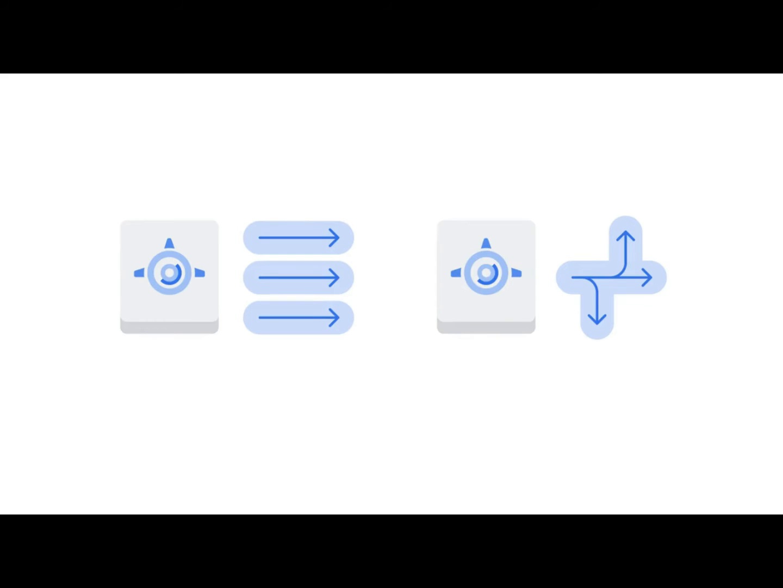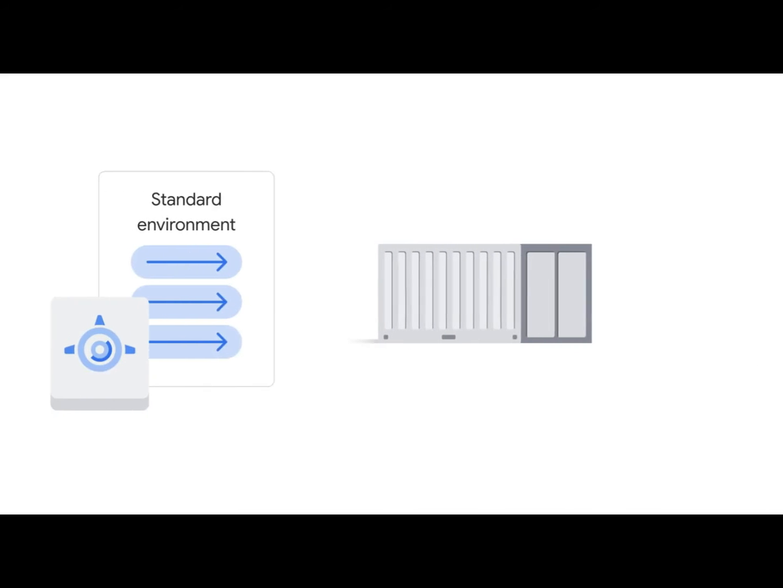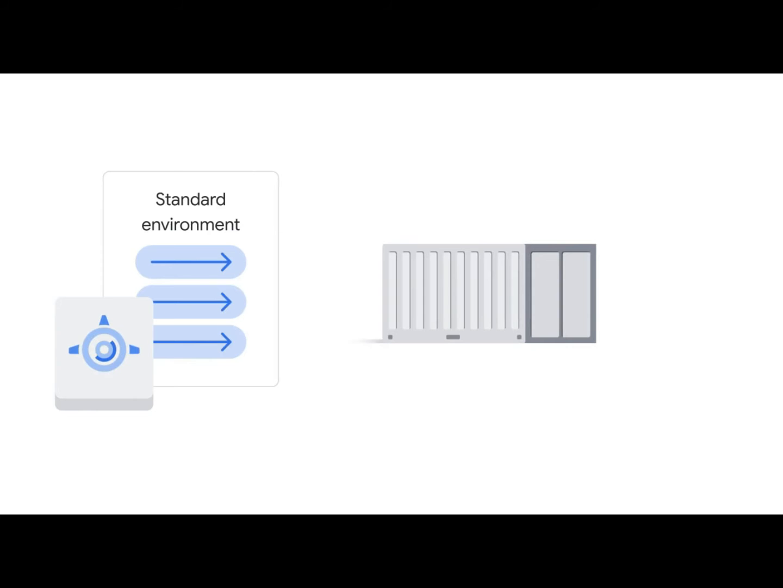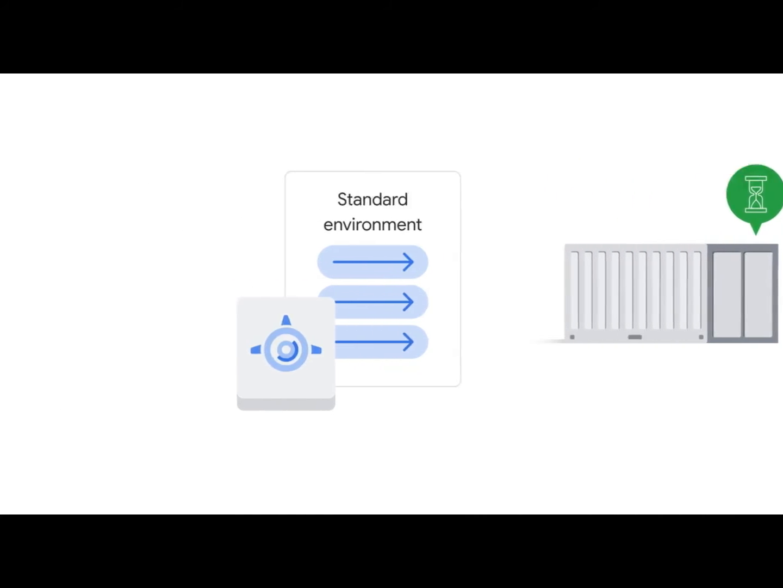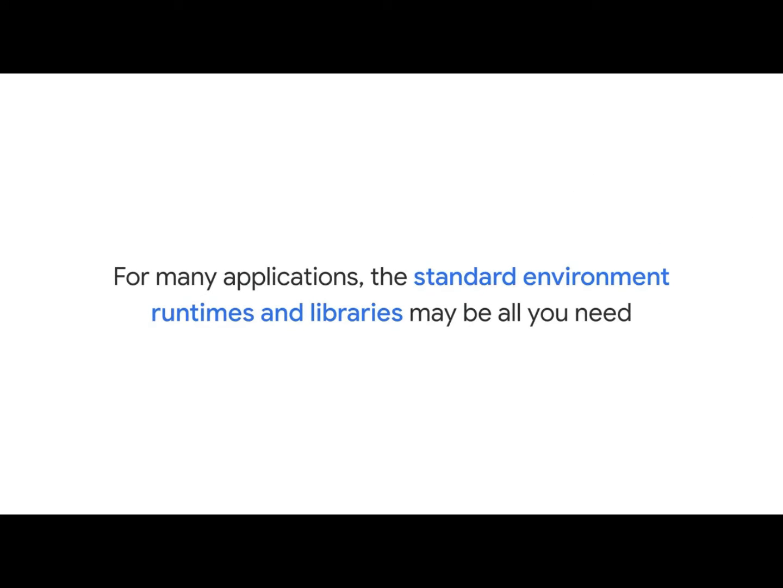There are two types of App Engine environments: standard and flexible. The App Engine standard environment is based on container instances running on Google's infrastructure. Containers are pre-configured with a runtime from a standardized list of supported languages and versions, which includes libraries that support App Engine standard APIs. For many applications, the standard environment runtimes and libraries may be all you need.